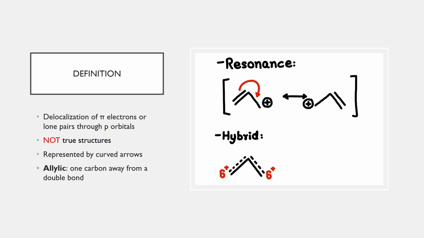Next, curved arrows are used to showcase electron movement in resonance structures and always start from electrons. Lastly, as a quick definition, allylic basically refers to the position one carbon away from a double bond, which is a common setup where resonance can occur, and I will be briefly mentioning those later.